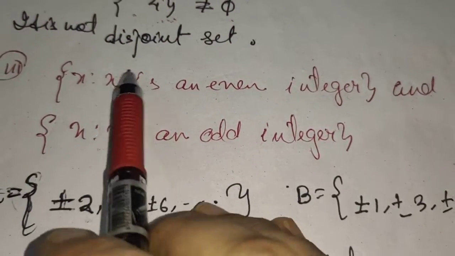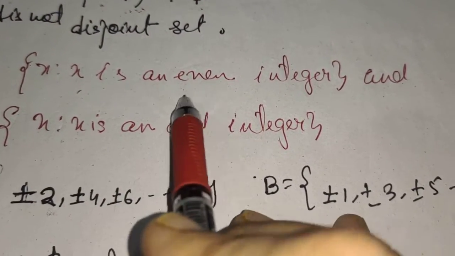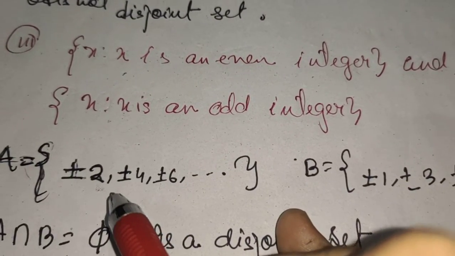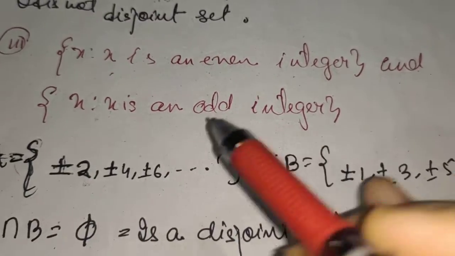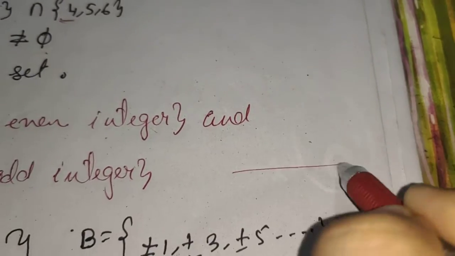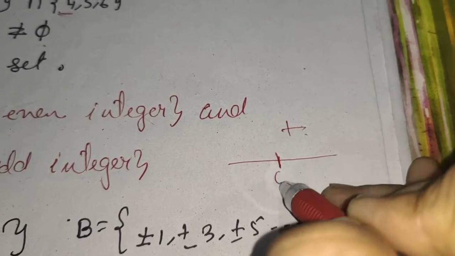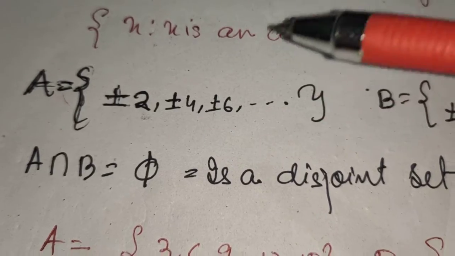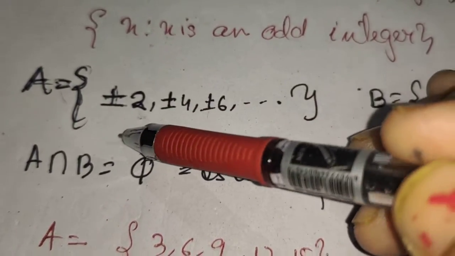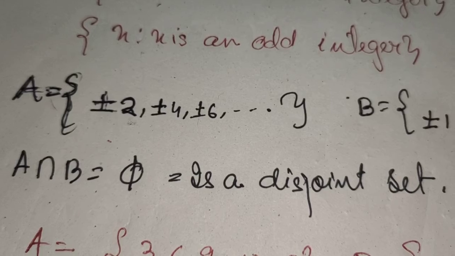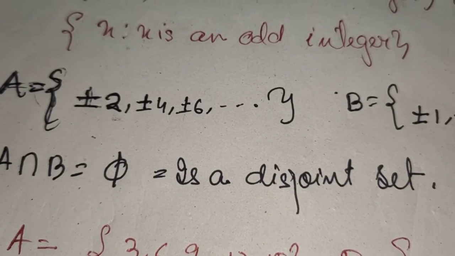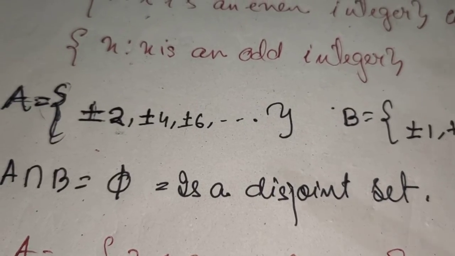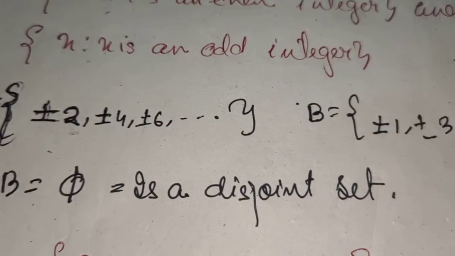Another example: A is x such that x is an even integer. Even integer means you have to take the even numbers from both sides of 0. That means on this side all the values are positive, on this side all the values are negative. So that is why plus minus 2, plus minus 4, plus minus 6. That means you have to choose plus 2 also, minus 2 also, because they are even integers. It is not said positive or negative even integers, only even integers. So you have to choose positive as well as negative even integers.